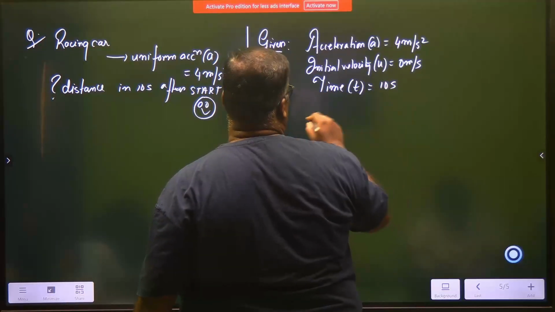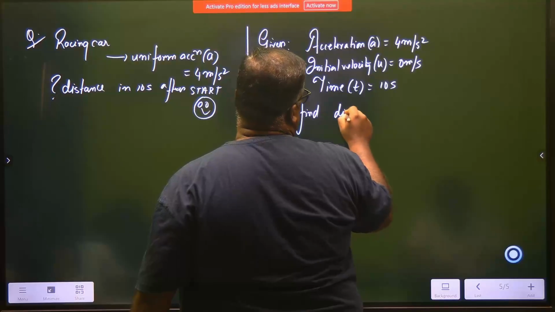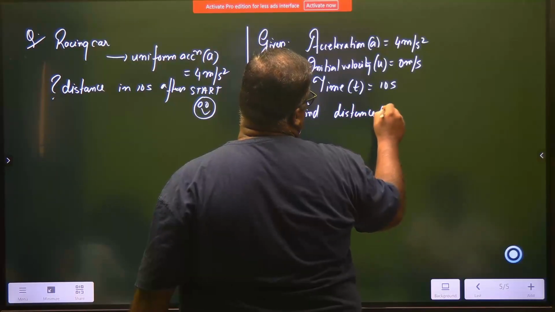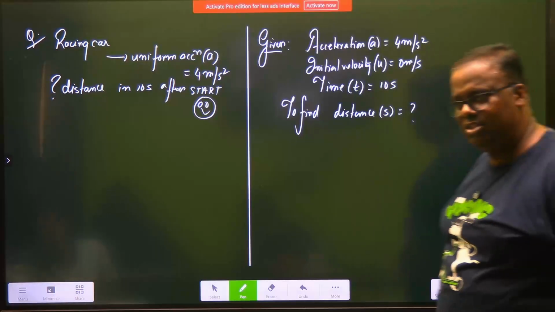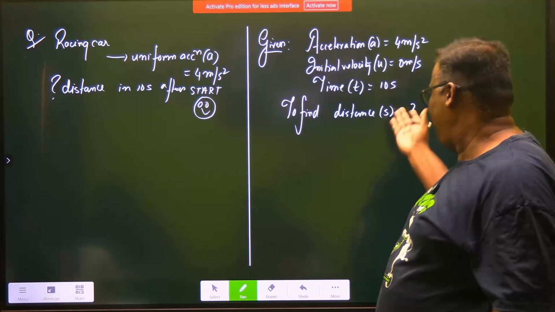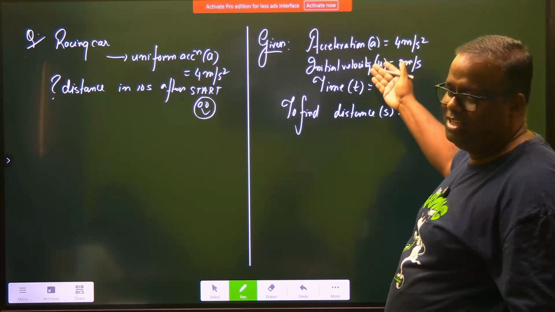10 seconds. To find distance or displacement, whatever it is, distance, which is S, is equal to unknown. S is equal to ut plus half at square. We can use that equation. U is given, T is given, A is given.